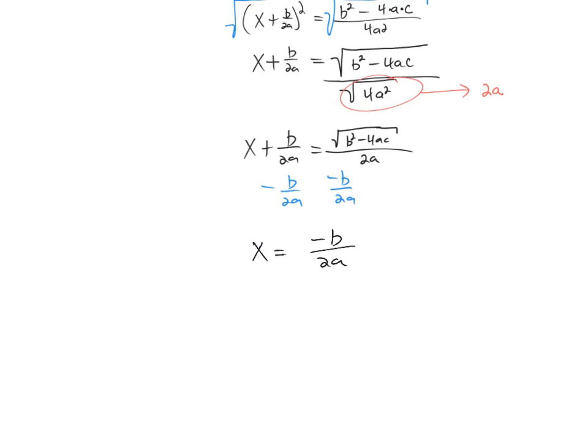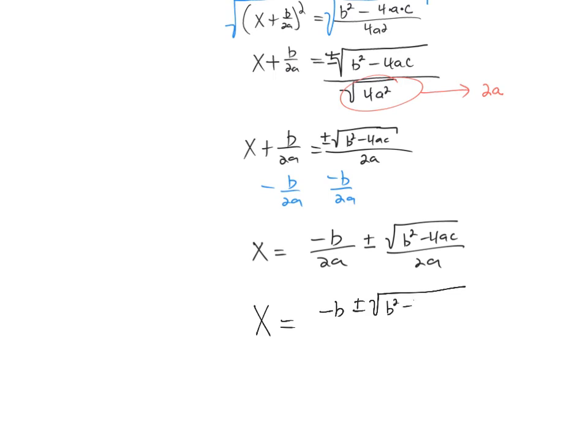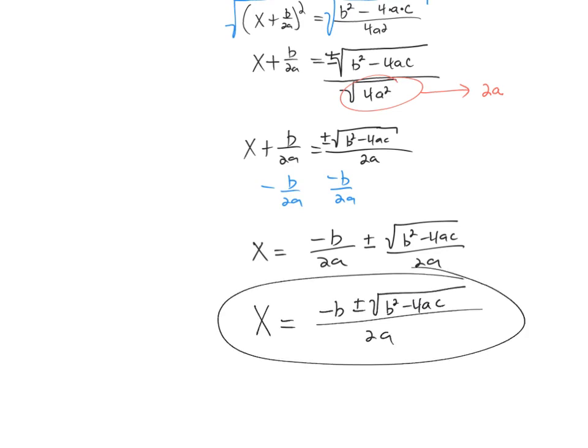plus, wait, what did I forget? When I took the square root, I needed a plus or minus. I needed a plus or minus this square root of b squared minus 4ac, that over 2a. Hey, common denominator, we can combine them. x equals negative b plus or minus the square root of b squared minus 4 times a times c, all of that over a common denominator of 2a. This, my friends, is the quadratic formula.